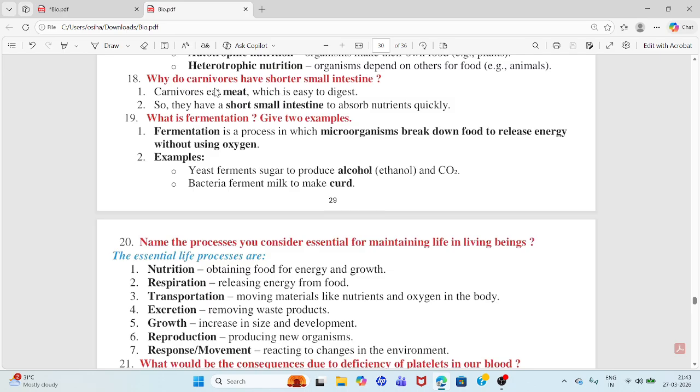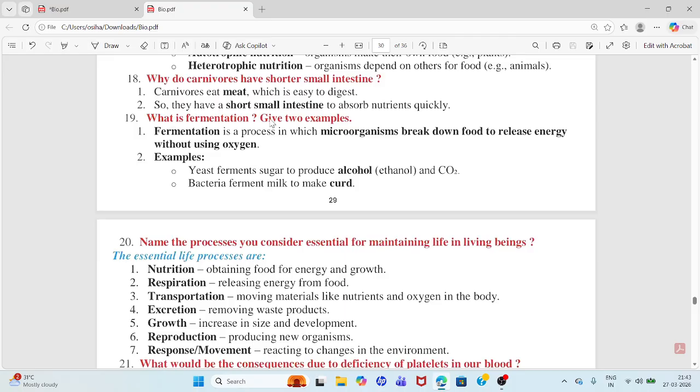18th question. Why do carnivores have shorter small intestine? Carnivores eat meat which is easy to digest. So they have short small intestine to absorb nutrients quickly.